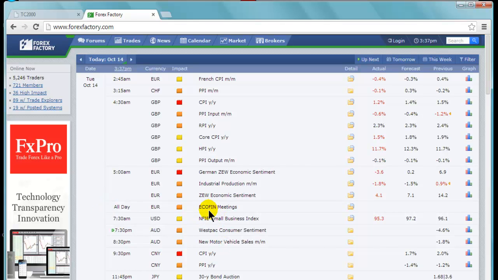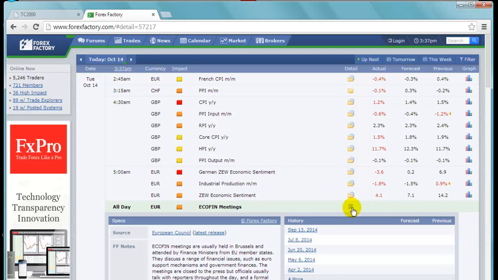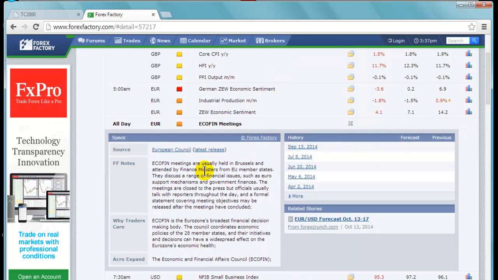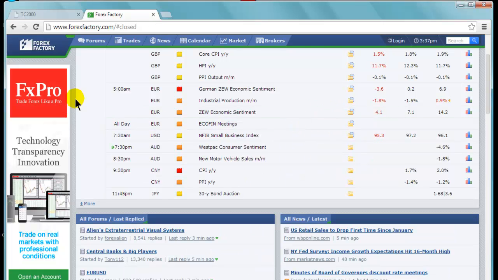you see here, ECOFIN meeting. If you click on it, this is about a meeting that is taking place right now. Meetings are usually held in Brussels, attended by finance ministers from the European Union member states. This is going on this week, so the market is watching carefully. That's why I said to you, the market prefers to push the euro to the edge of the channel instead of selling it straight away at the 50% because they want to control the risk.